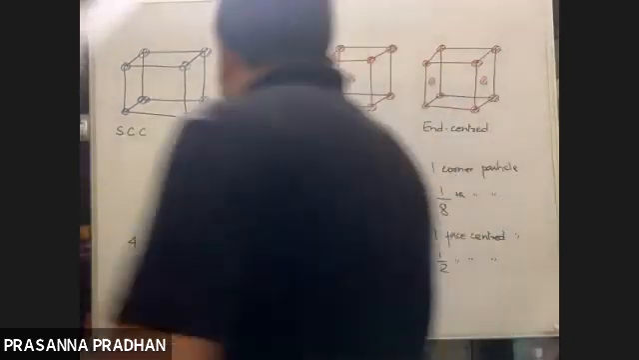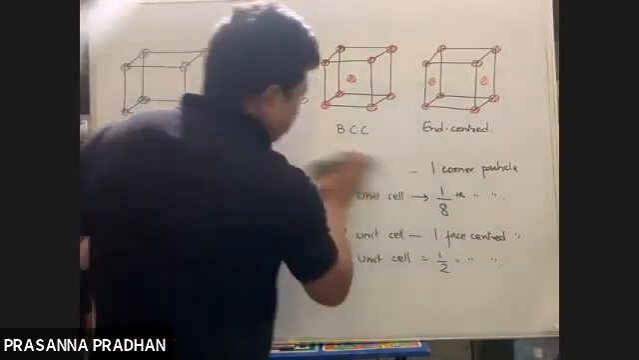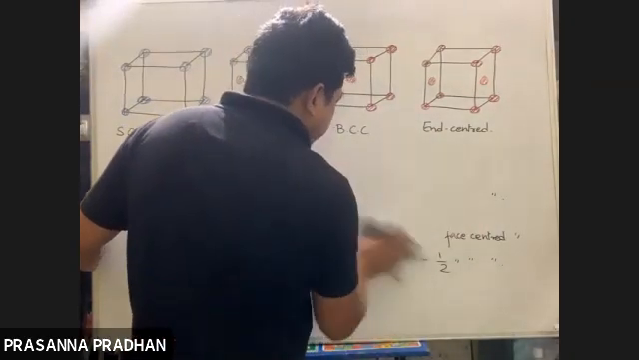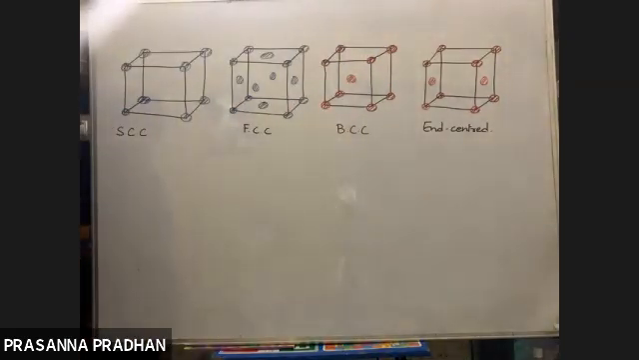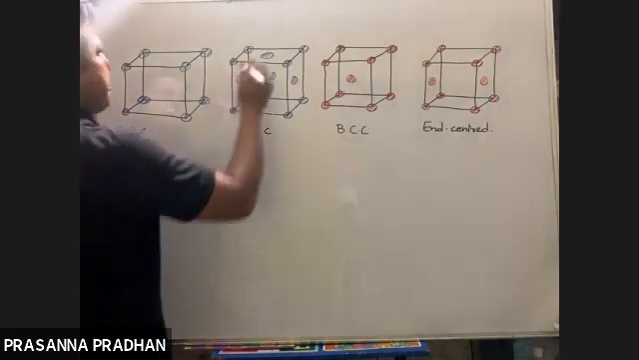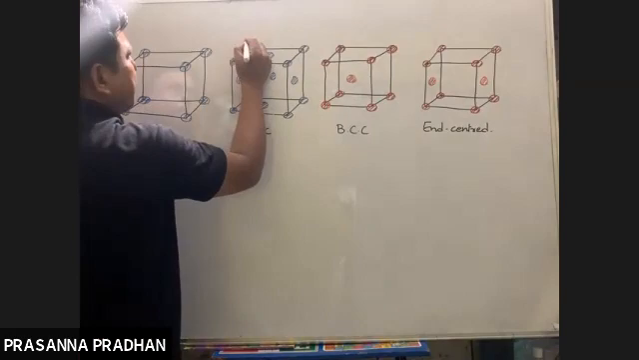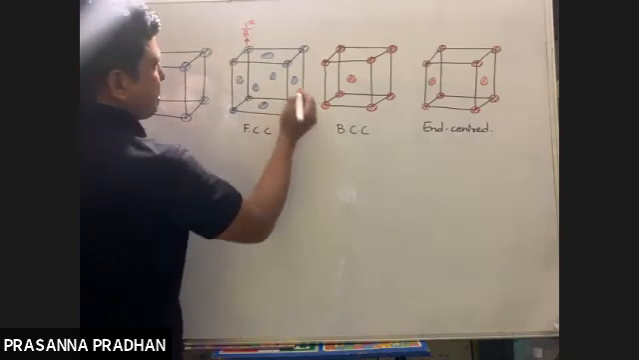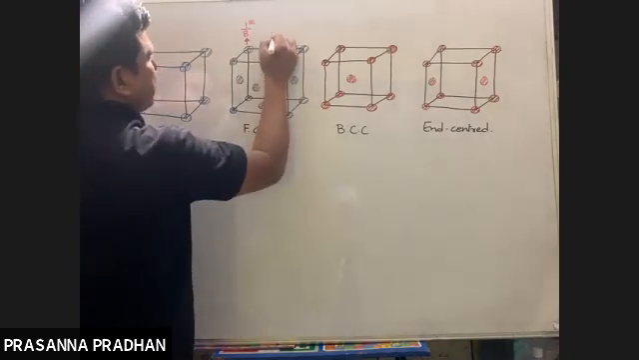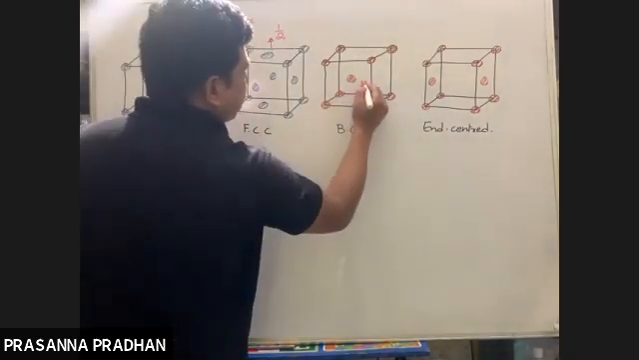So now we know the contribution of each kind of particle, right? The contribution of corner particles is 1/8, the contribution of a face-centered particle is half, the contribution of an edge-centered particle is 1/4, and the contribution of a body-centered particle is 1. Okay, so I can rewrite it here. What is the contribution of these corner particles? 1/8. The contribution of this face-centered particle? Half. What is the contribution of this particle at the center? 1.